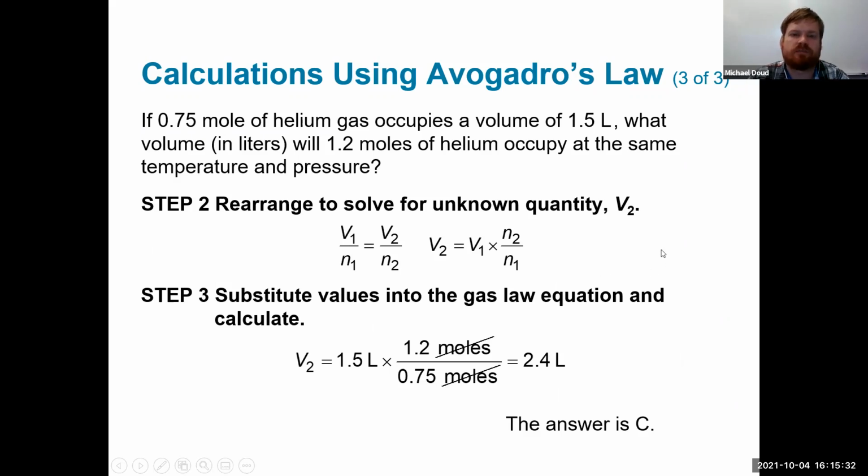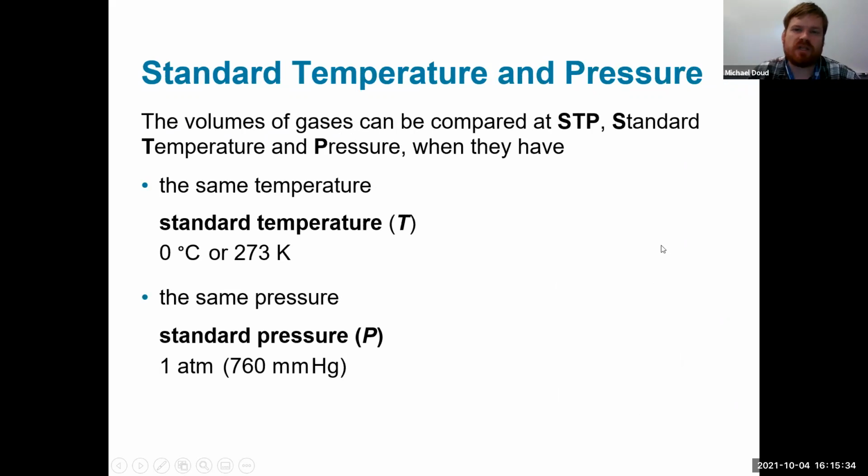That's 2.4 liters. Okay, now at this point, it's important for us to understand what's called standard temperature and pressure. You can compare the volumes of gases at what we call STP, which is just our unit standard of temperature and pressure. Because of what we just said about Avogadro's law, gases that are at the same temperature and pressure are going to occupy the same volume if they have the same number of moles. So we define standard temperature as 0 degrees Celsius, or of course 273 Kelvin. And then standard pressure is defined as 1 atmosphere or 760 millimeters of mercury.